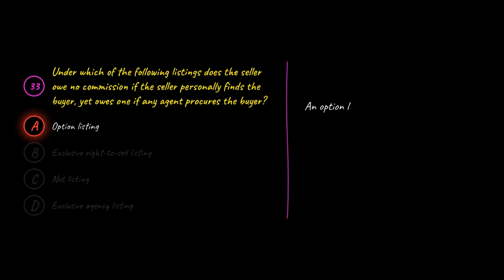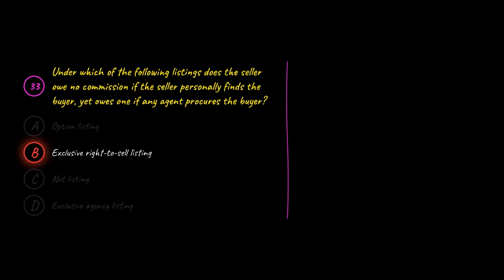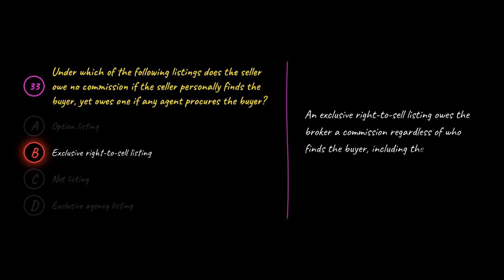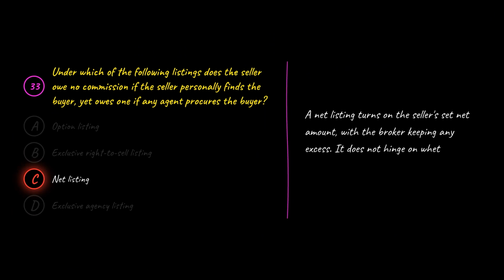A is wrong because an option listing is not one of the recognized Ohio listing types described in the material. The arrangement that reserves the seller's right to sell personally is the exclusive agency. B is wrong because an exclusive right to sell listing owes the broker a commission regardless of who finds the buyer, including the seller. The seller's own sale would still trigger the fee. C is wrong because a net listing turns on the seller's set net amount, with the broker keeping any excess. It does not hinge on whether the seller or an agent located the buyer.